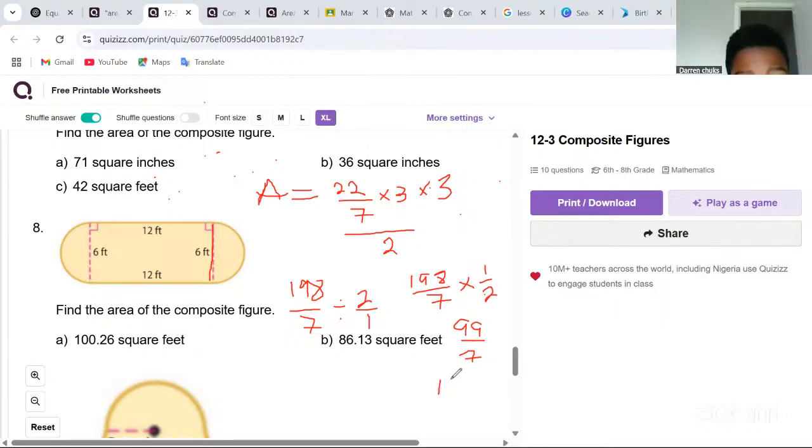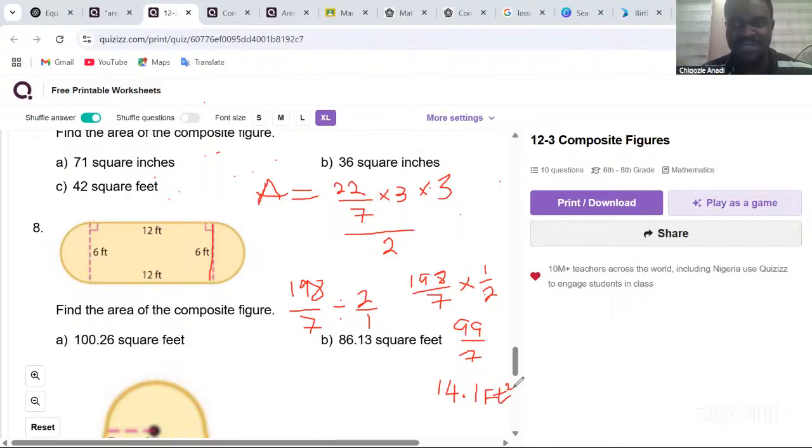So that means the area of this particular semicircle is 14.1 square feet, right? Very good. So we've gotten the area of the semicircle now. Let's get the area of the rectangle. So tell me, what's the area of a rectangle first?